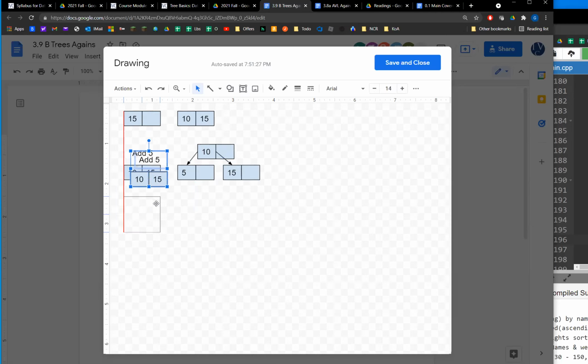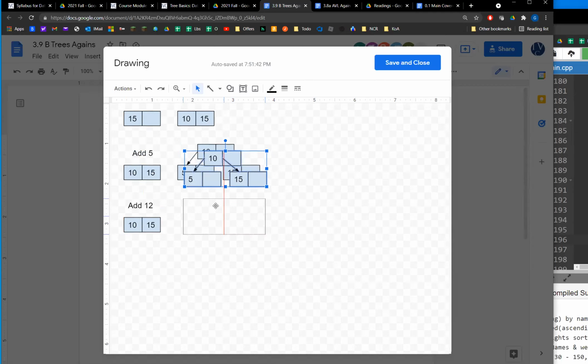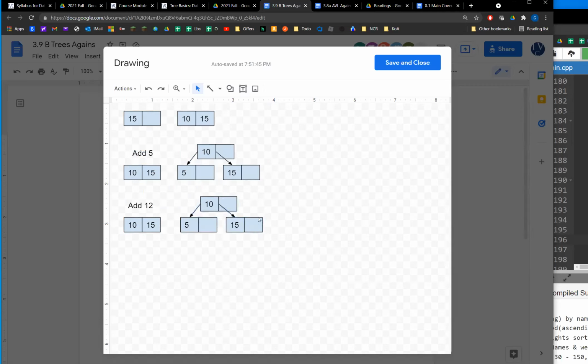We'll have a similar pattern if we add different values instead of 5. Right, if we added 12, we're going to end up with 3 nodes again. But instead of 10 being promoted, 10 will stay where it was. 12 is the median value. 12 gets promoted up with 15 going over to the right.